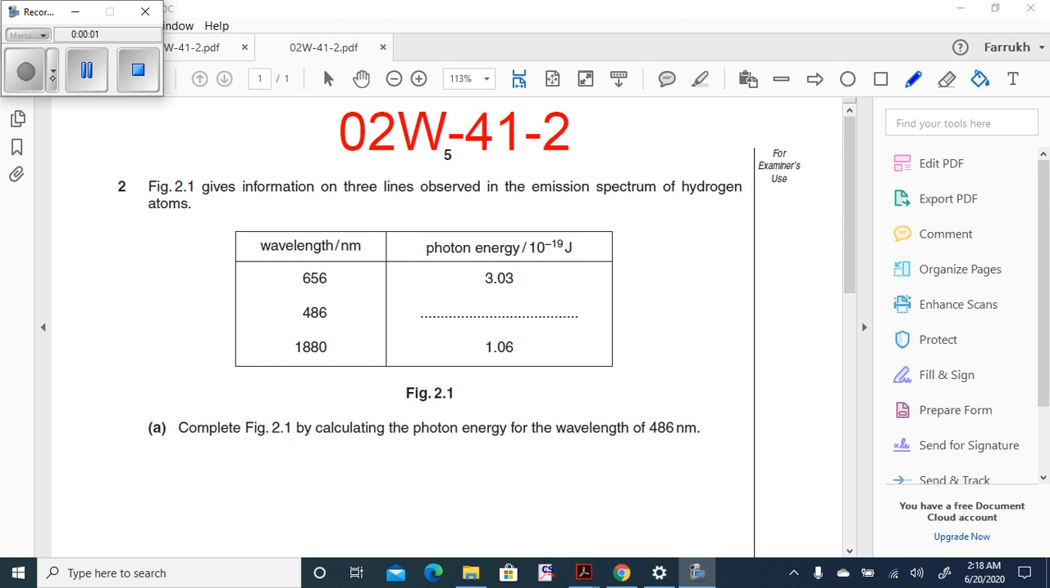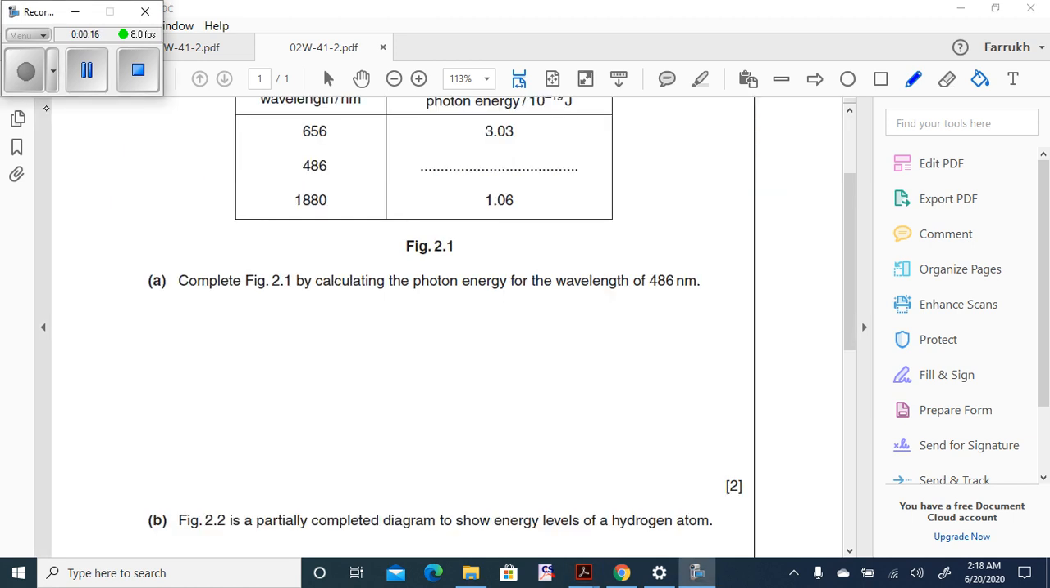So this question is about three lines observed in the emission spectrum of a hydrogen atom. These are the wavelengths corresponding to their photon energy. Complete figure 2.1 by calculating the photon energy for the wavelength of 486 nanometer. We have to use E equals hc over lambda. c over lambda is the frequency, so it's the same formula as hf.